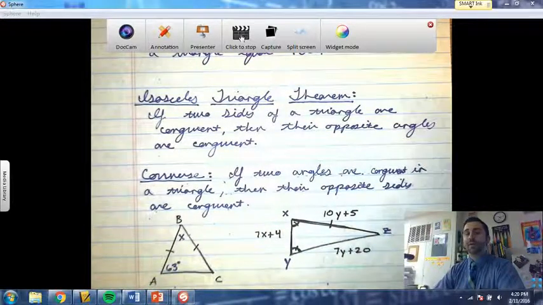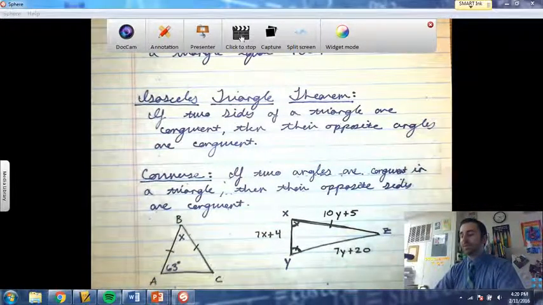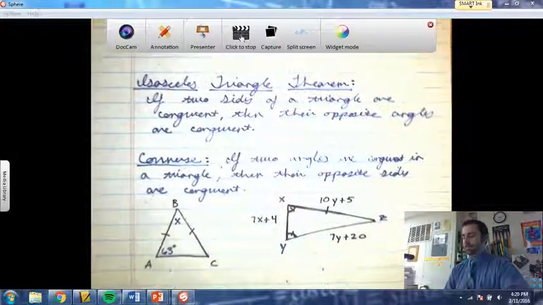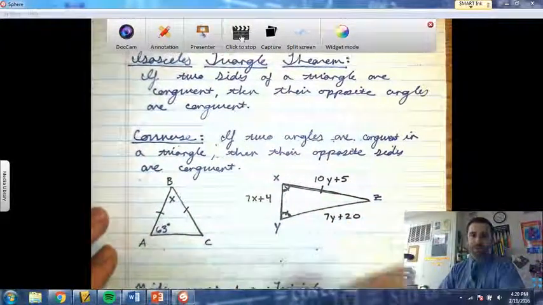And that's not always the case of theorems. The theorem and then the converse are not always both true. However, in this situation, it is. And so let's look at some problems within that.